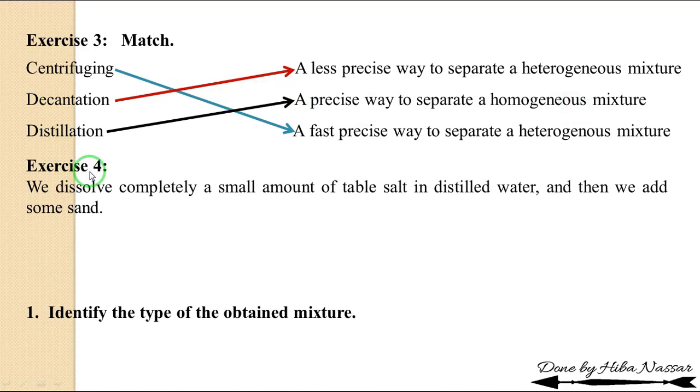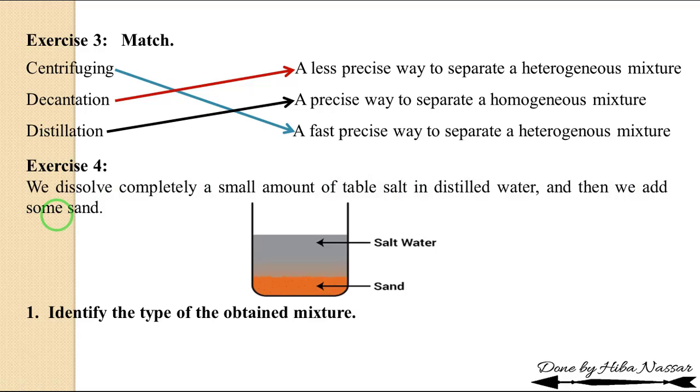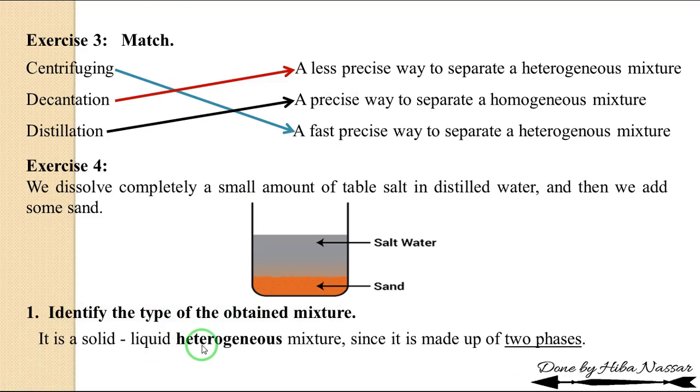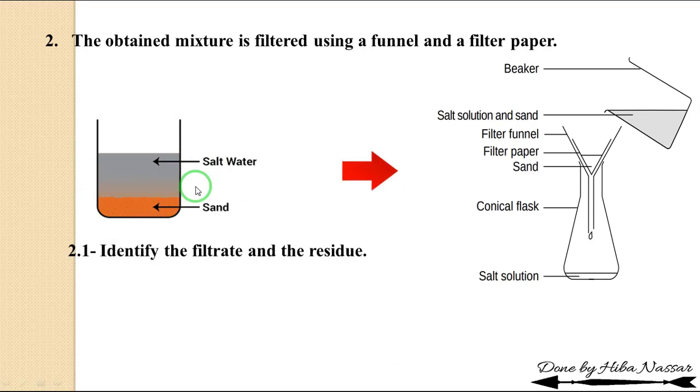Now exercise number 4. We dissolve completely a small amount of table salt in distilled water, and then we add some sand to obtain the following mixture. Number 1. Identify the type of the obtained mixture. It is a solid-liquid heterogeneous mixture since it is made up of two phases. Now, the obtained mixture here is filtered using a funnel and a filter paper as shown in the adjacent figure. 2.1. Identify the filtrate and the residue.